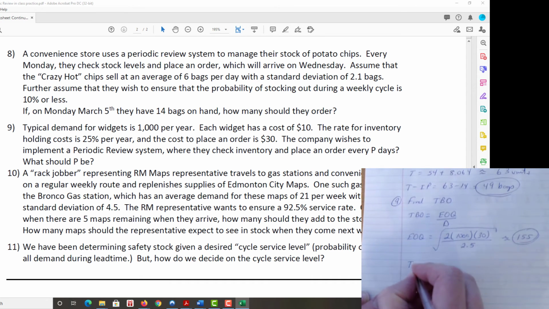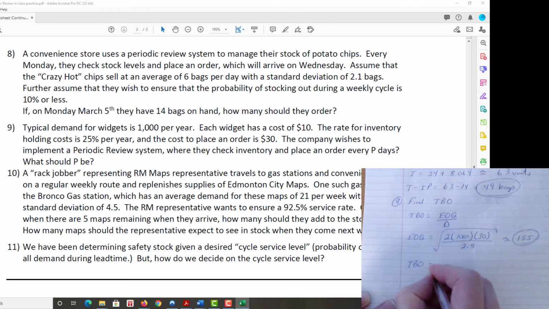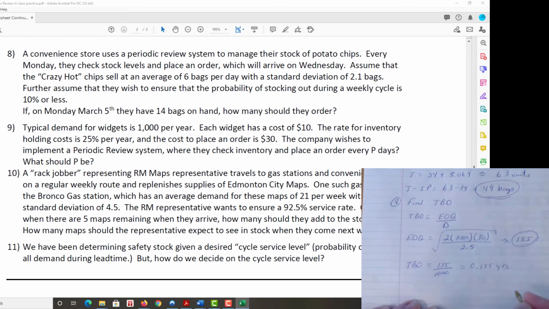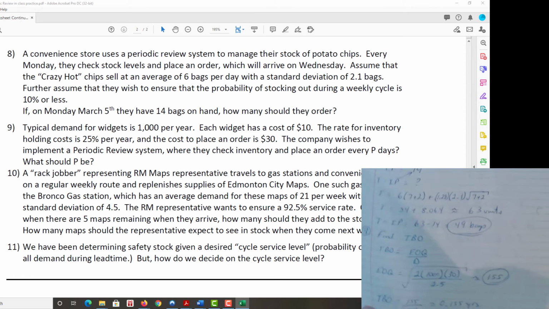Now, next step, last step, ramp it up, is we find our TBO, which is that 155 over 1,000, which equals 0.155 years. Nobody really talks that way, so if we times that by, let's say, 365, we get about 56.575 days, okay, or about 57 days. Now, you know, if it's a big concern, you could easily just say, hey, about every 2 months. Right? So some flexibility there, depending on operational ease.